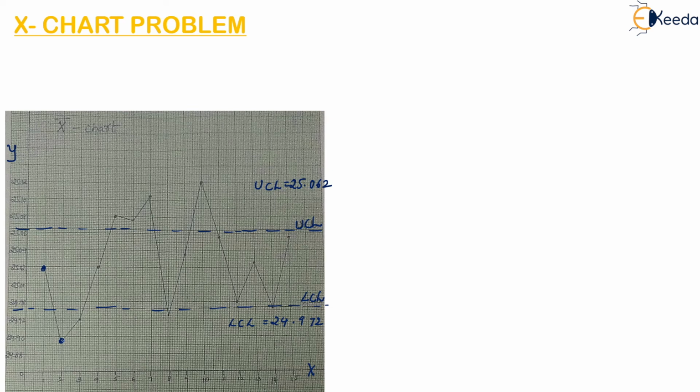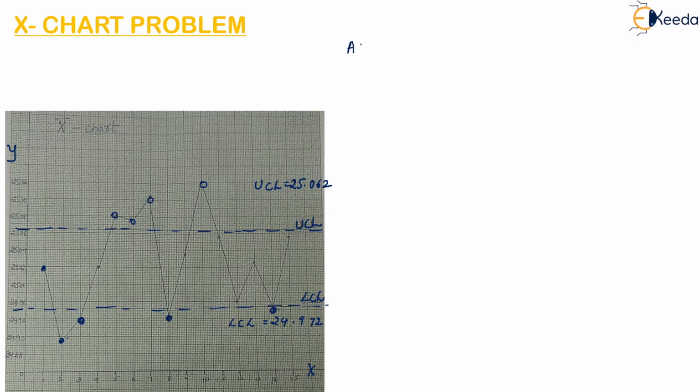So you can see there are points, the 4 values fall outside the upper control limit, and also there are 4 values which are falling outside the lower control limit. So you can see 1, 2, 3 and 4 values are below the lower control limit, and 1, 2, 3 and 4 values are above the upper control limit. So this indicates that because the points are outside the control limits, this process is not under statistical control.